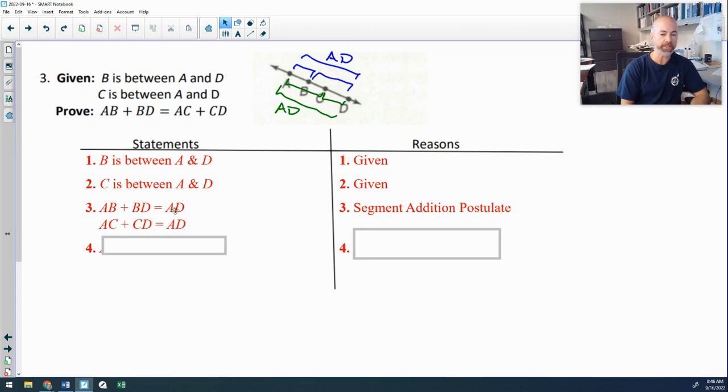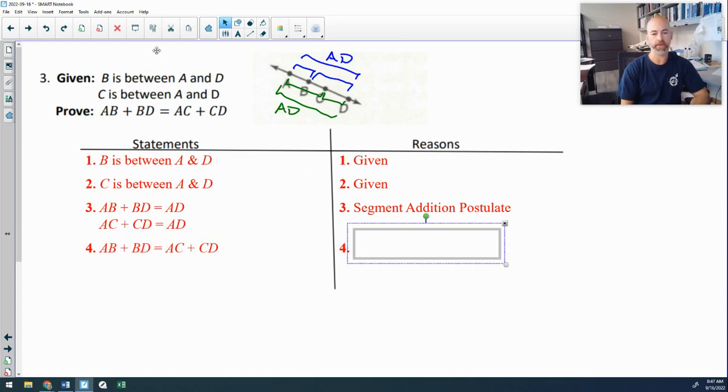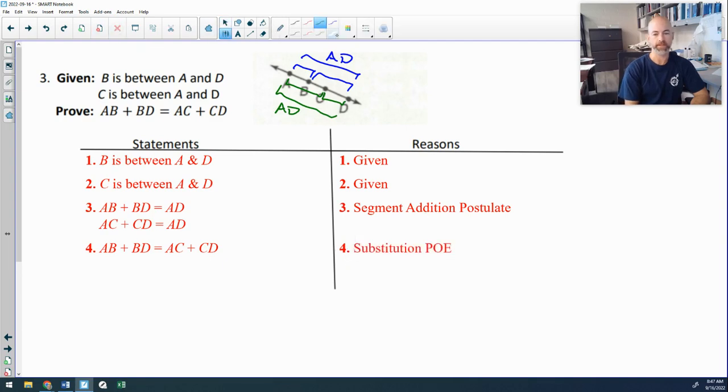I see that AB + BD equals AD. AC + CD also equals AD. So if 2 things both equal AD, then those 2 things must be equal to each other. So AB + BD is equal to AC + CD, and I'm going to call that substitution. And the substitution that I'm seeing is that if AC + CD equals AD, then I can substitute this sum for the AD right here. Any 2 things that are equal can be swapped in and out through any other equation. Remember, no substitution in equality or in congruence.